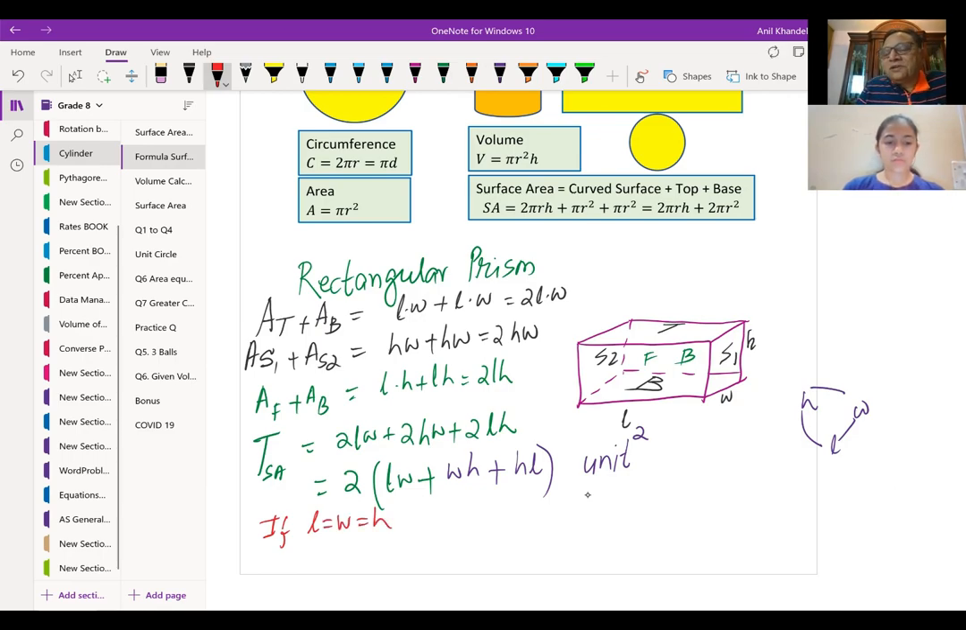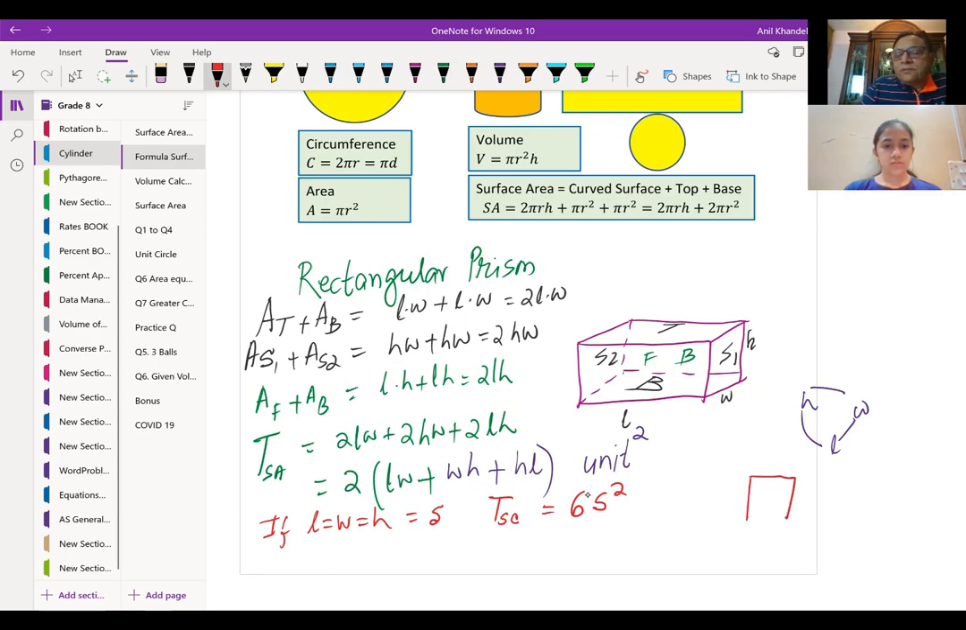So if all sides are equal to some side length S, the total surface area for a cuboid will be what? That becomes a cube, right? Each face is S squared, so the total will be 6S squared because there are 6 faces. Each will be a square.